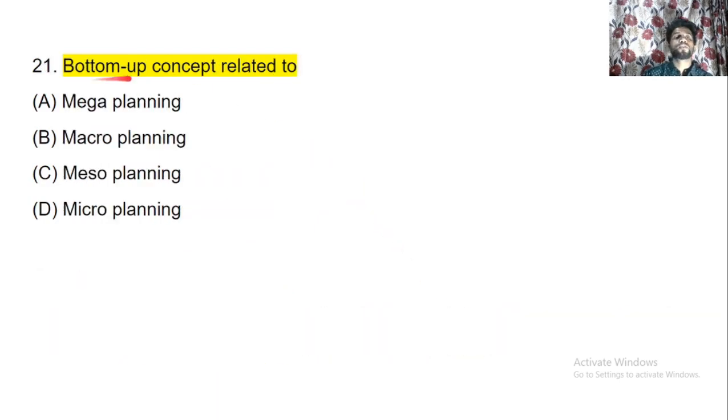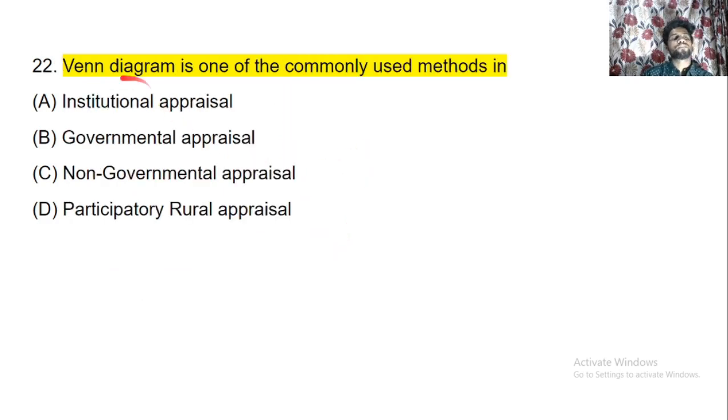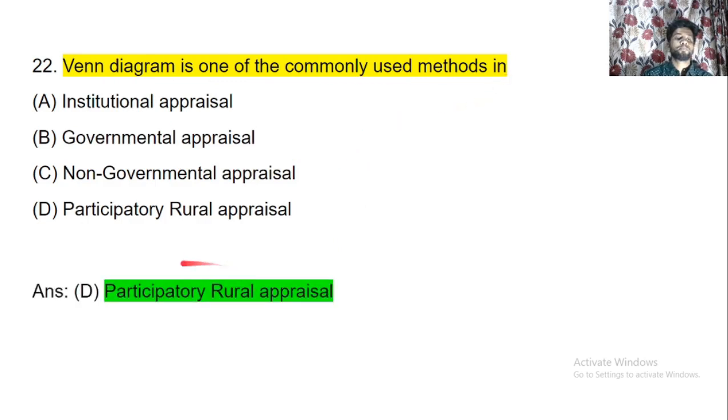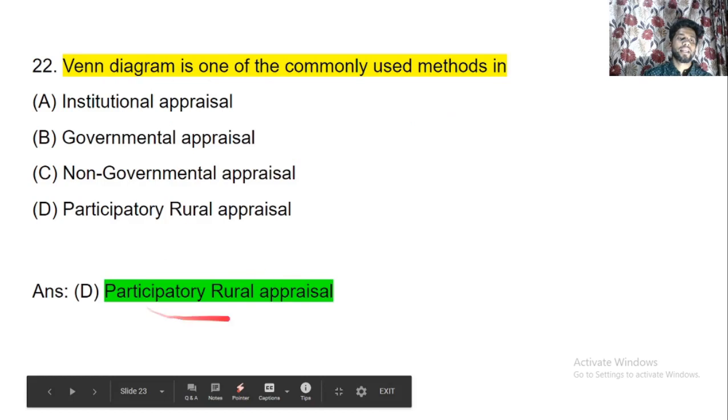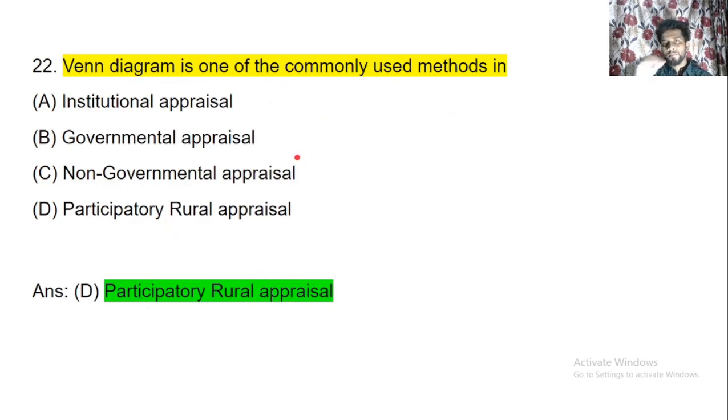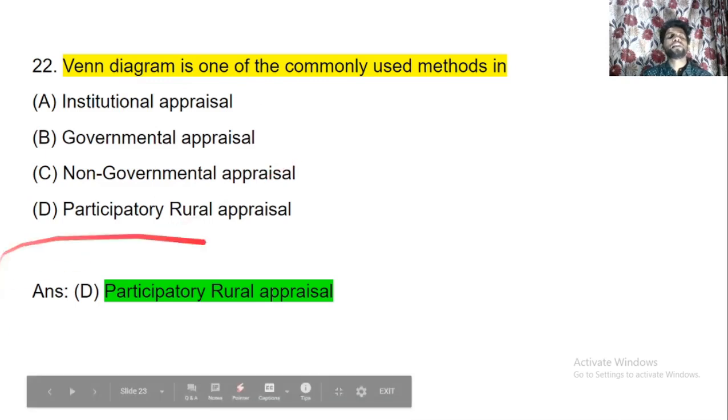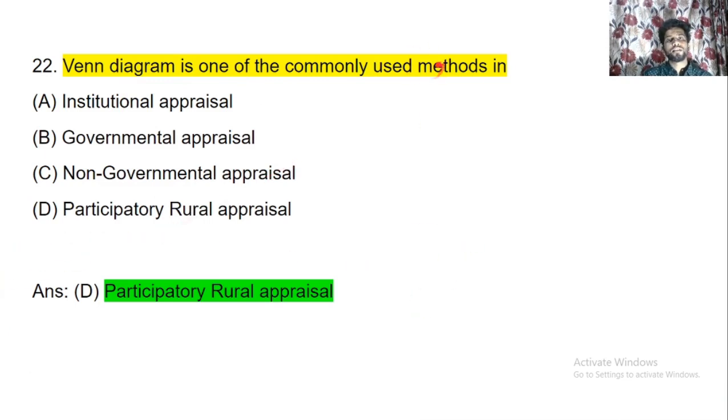Next question, the bottom up concept related to micro planning is down to up. So that is called the bottom up concept, it's down to top. Then the Venn diagram is one of the commonly used methods in participatory rural appraisal. This is PRA. The Venn diagram is one of the important practices in PRA. So you have to remember this, it is one of the important methods in PRA.